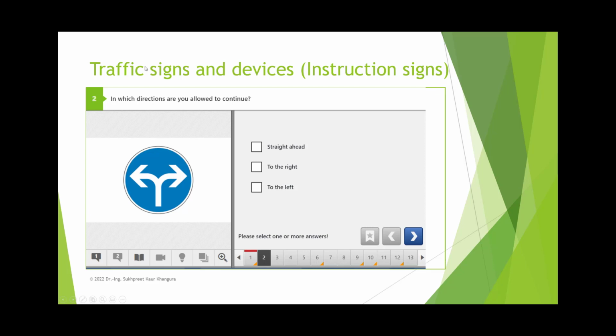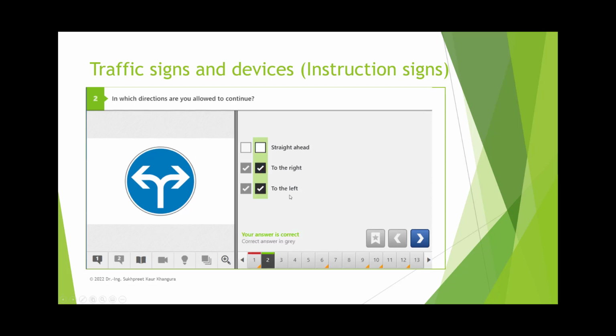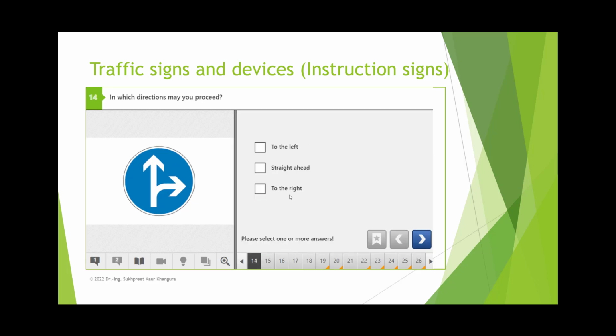Moving towards the next. In which directions are you allowed to continue? Now what we see? We see an arrow towards right and an arrow towards left. Straight ahead, to the right, to the left. So to the right, to the left, you can continue. Let's check our answer. So last two options are the correct ones.